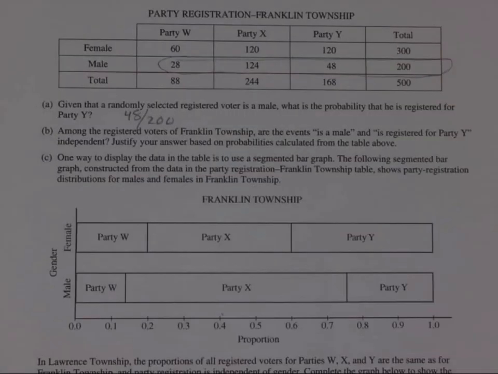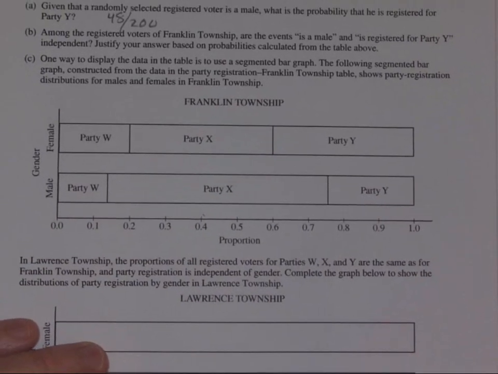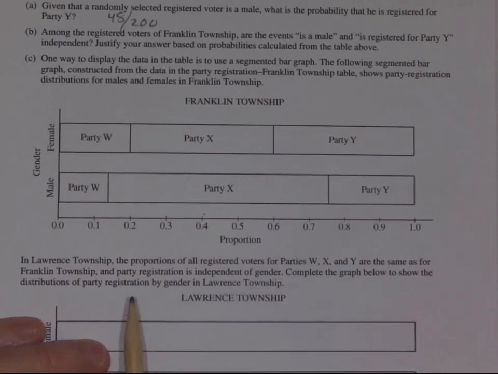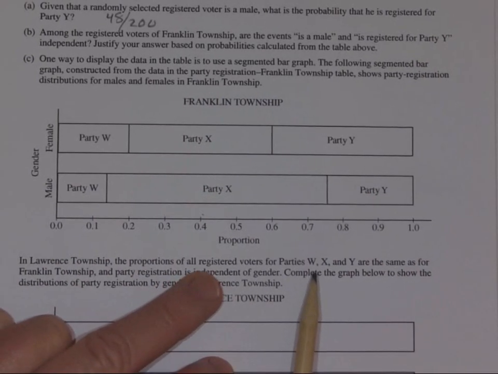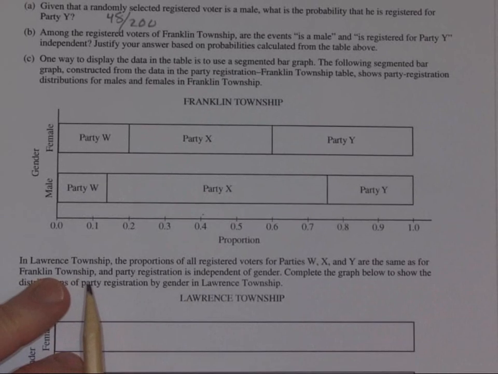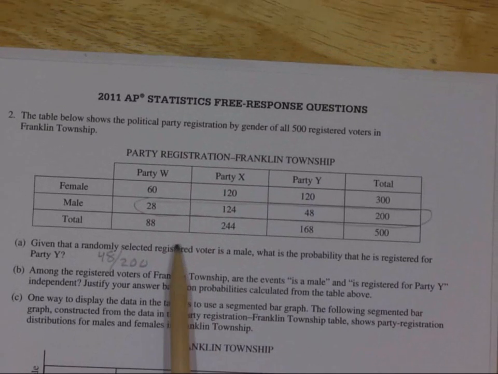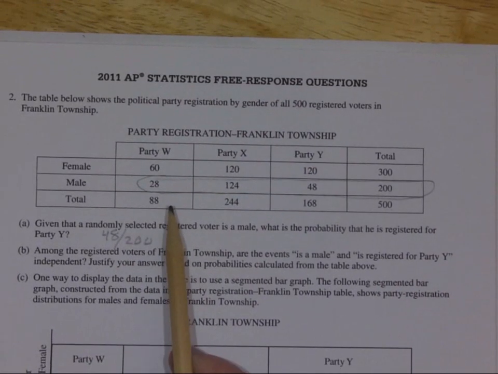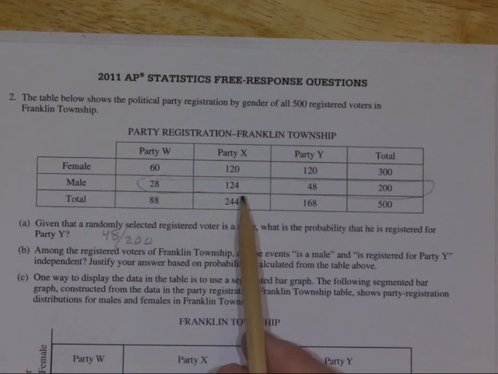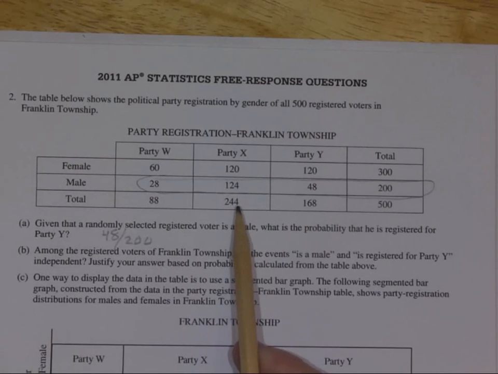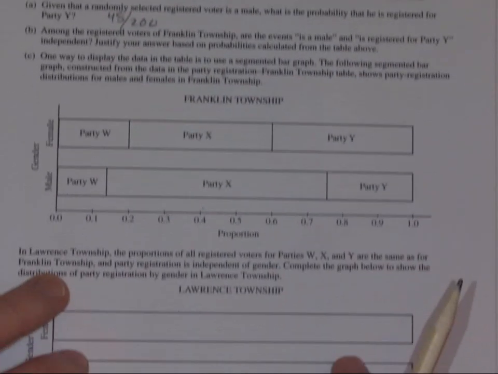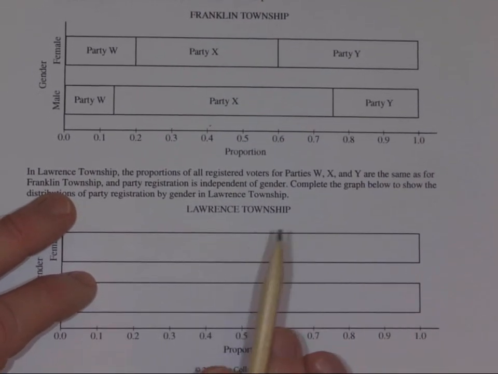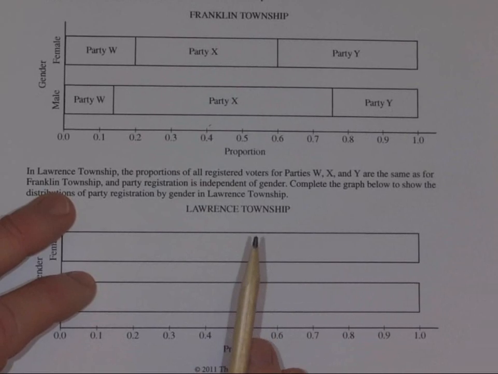All right, and then part C. Part C says, if in Lawrence County, all the registered voters for W, X, and Y are the same, the proportions are the same as Franklin Township. In other words, in Franklin Township, the proportion for W is 88 out of 500, the proportion in X is 244 out of 500, and the proportion of Y is 168 out of 500. And that same proportion holds true for Lawrence County. We don't know how many total registered voters they have, but we know they're the same.